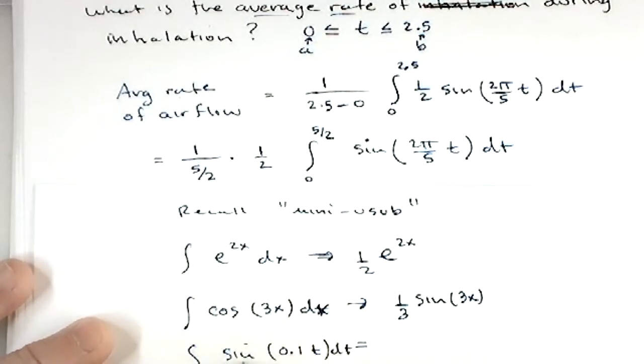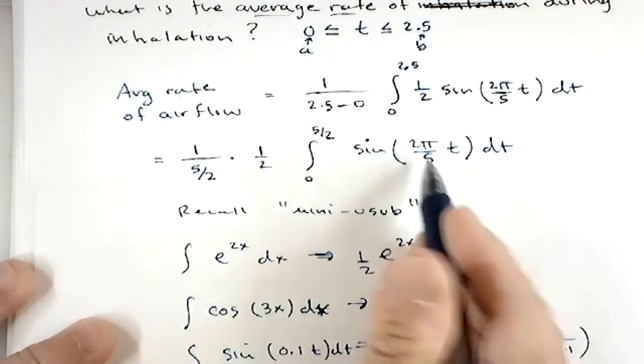Your antiderivative of your sine function is going to be negative cosine 0.1 t, and then for the same reason, I'm going to multiply by 1 over 0.1. Right, so if it's ever just a constant times your variable, just go ahead and find your antiderivative and do 1 over the constant.